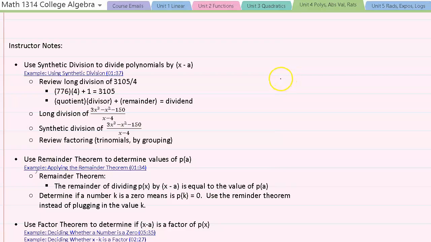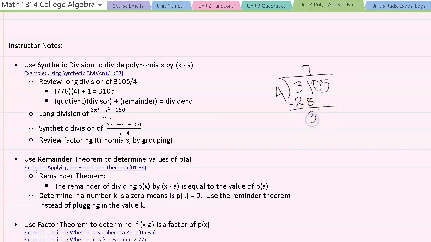Let's divide 3,105 by 4. Setting this up, we put the dividend, 3,105, in the division symbol, and the divisor, 4, on the outside of the division symbol. Now we say 4 cannot divide 3, but will divide 31 7 times. We put the 7 on top of the division symbol and multiply. 7 times 4 is 28, and then we subtract 31 minus 28, which is 3.